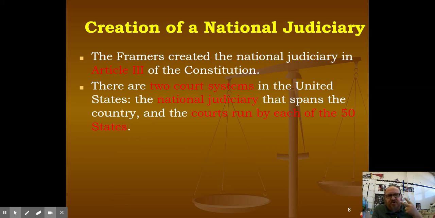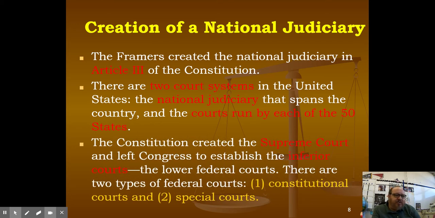Okay, so the framers created the national judiciary, like I said, in Article 3 of the Constitution. There are two court systems in the United States. There's the national judiciary that spans the country. Then there are the courts run by each of the 50 states. So there's the national judiciary, that's one. The second is the state judiciaries.